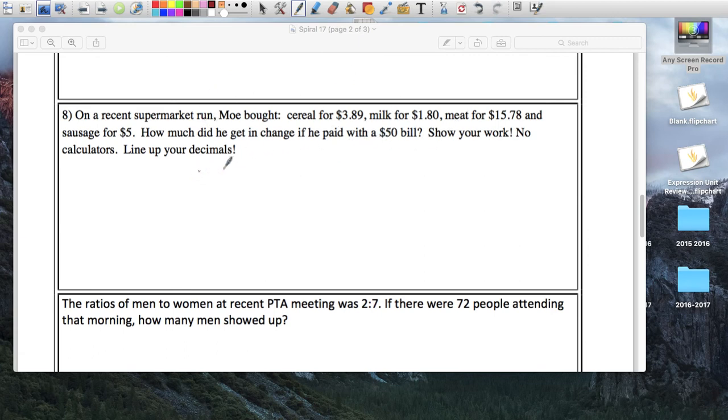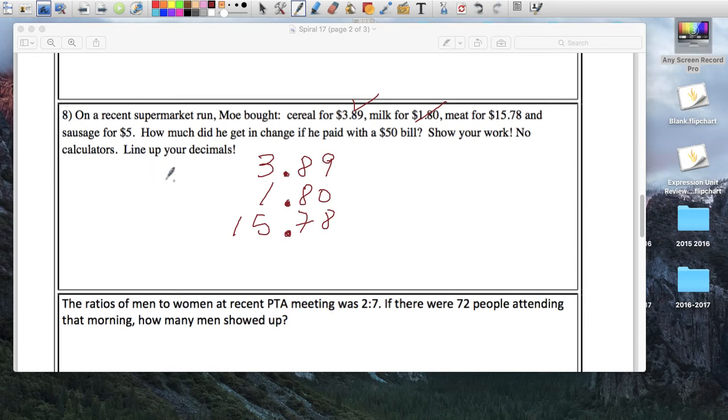Okay, so to add decimals, it's simple. Make sure your decimals are lined up. $3.89 for the cereal, $1.80 for the milk. So here's the decimal, $1.80. Check. The meat was $15.78, so put the decimal, 15.78. Notice that everything's lined up nicely.